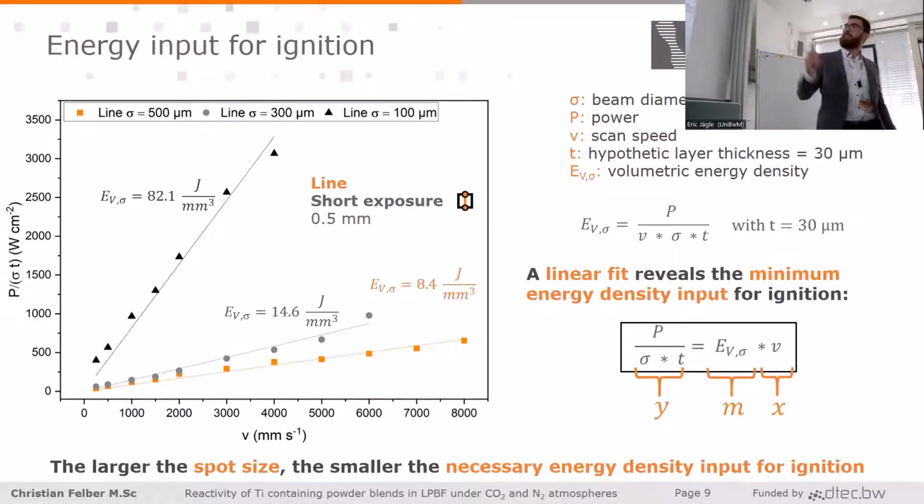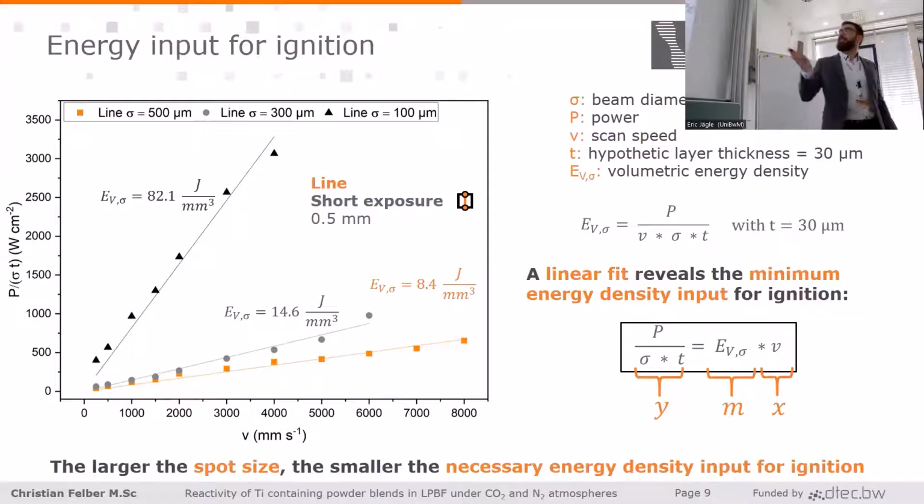And what you can see is that, which is not counterintuitive, with a smaller beam, I need more power than with a larger beam. And the reason we suppose is that a larger beam has a larger contact area to the reactive atmosphere, which is then the reason for these findings.